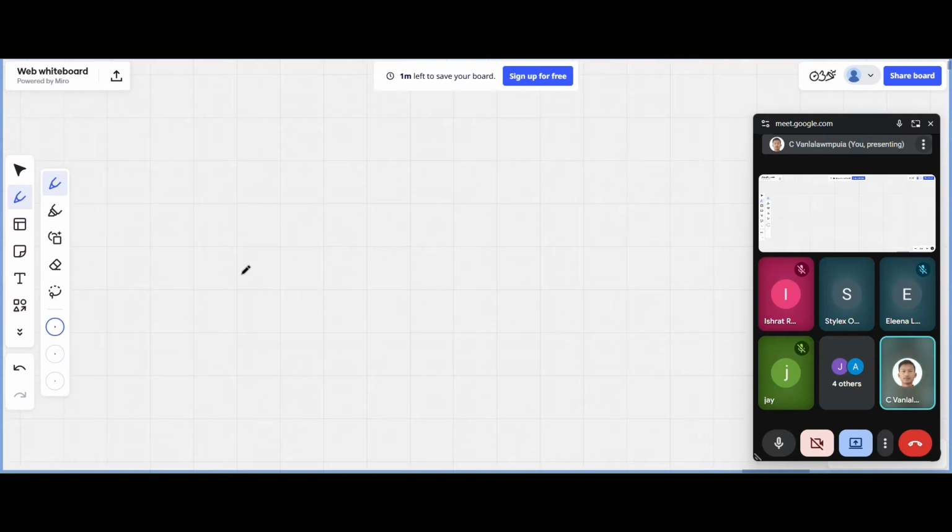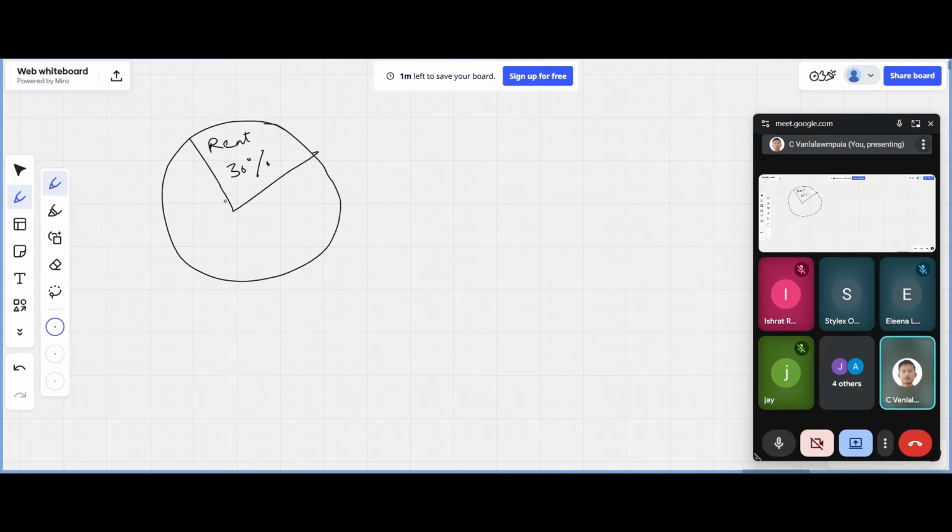So a circular chart will be drawn like this, and it will be written like this. Rent is 30%, salary is 25%, and marketing is 20%. I'll write down everything, don't worry.